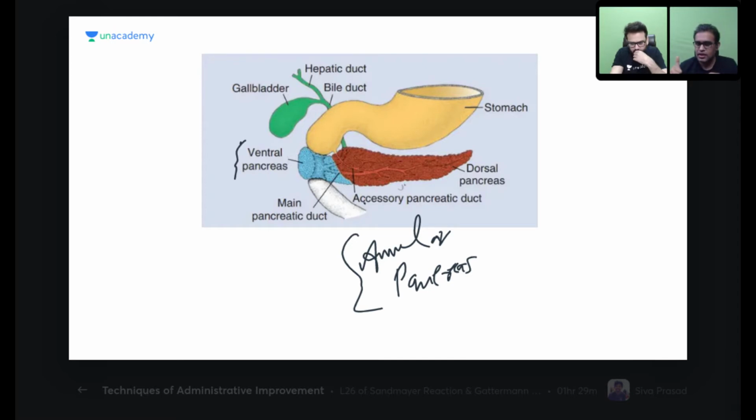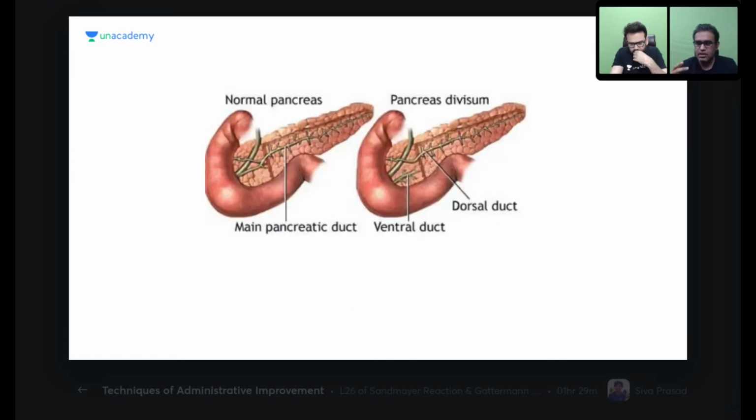You got the point? Raksha, is it clear? So ventral is ventral by name, but it goes behind. Okay, so we'll come to that part. Yes, in annular pancreas there are two processes, both ventral, one goes behind, one goes anterior. This was pancreas divisum, the most common congenital anomaly, another MCQ.